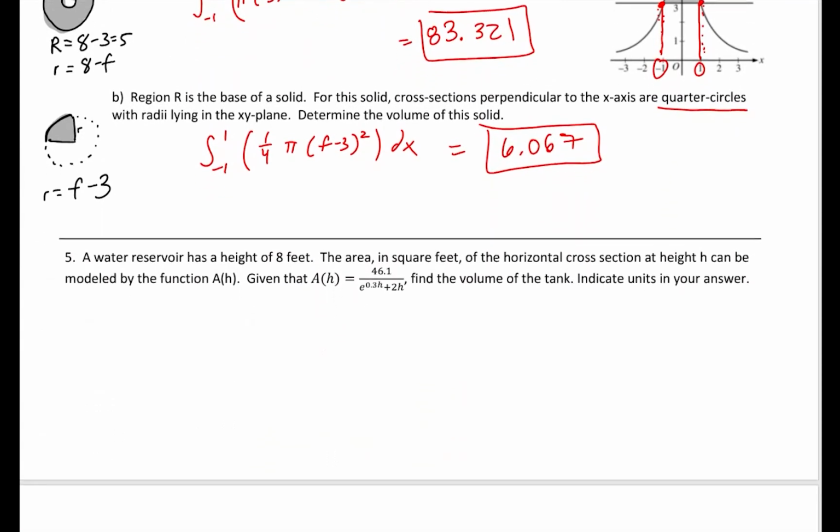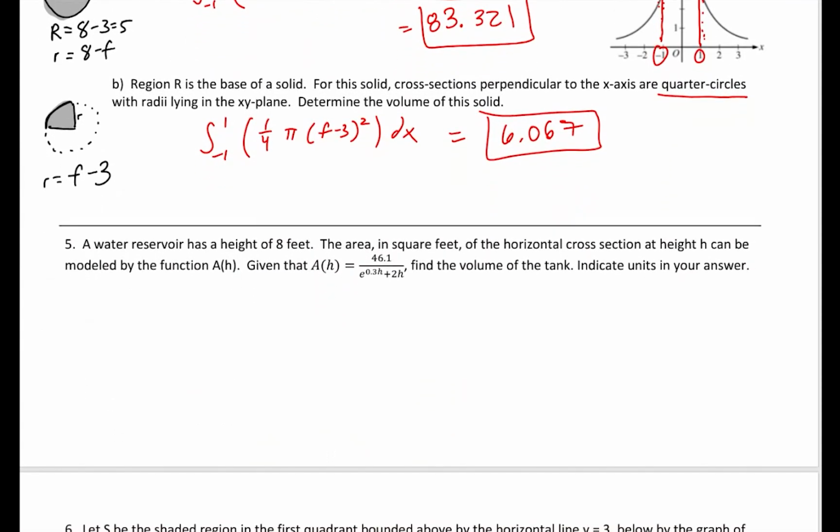Number 5: a water reservoir has a height of 8 feet. The area in square feet of the horizontal cross-section at height h can be modeled with the function A of h. Given that A of h is 46.1 over e to the 0.3h plus 2h, find the volume of the tank. Indicate units in your answer. Okay, so we're talking volume. The area of the horizontal cross-section is in square feet, so our units should be cubic feet. You can write it like that, or like this. Let's just make sure that we have those units in there.